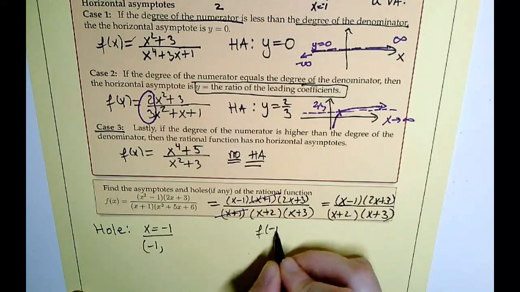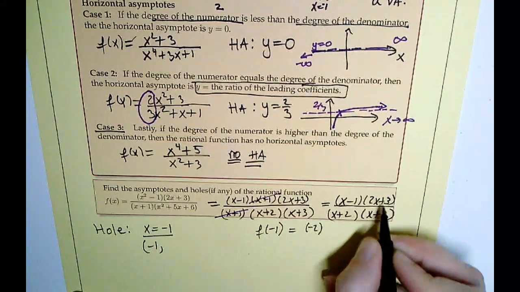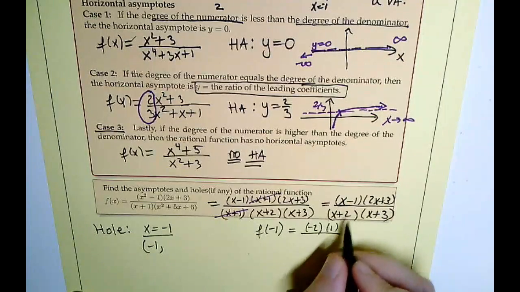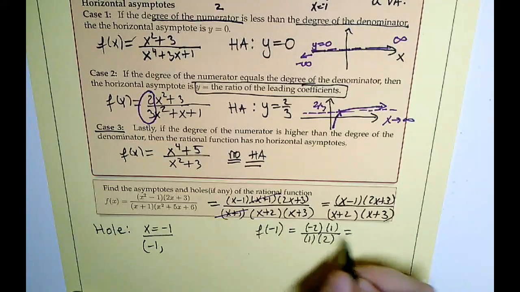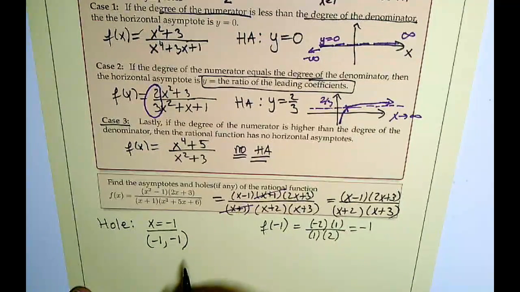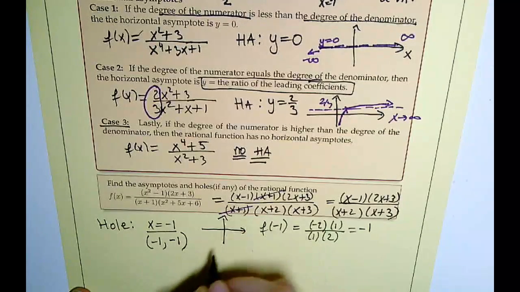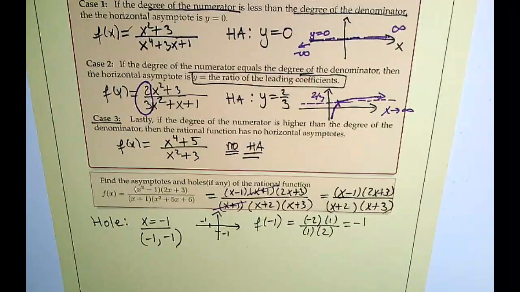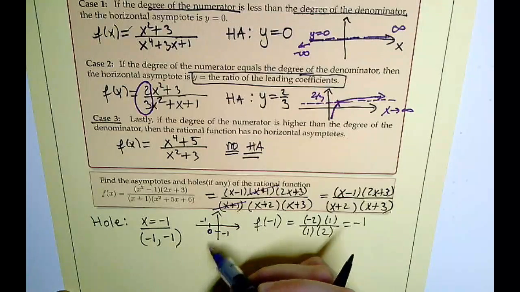So let's see what the function evaluated at negative 1 is. It's going to be negative 1 minus 1, which is negative 2. Negative 1 times 2 plus 3, that's positive 1. Negative 1 plus 2 is 1. Negative 1 plus 3 is 2. So this is negative 1. It so happens that the y coordinate is also negative 1. So when I draw this rational function at negative 1, negative 1, I'm actually going to have a hole. So it's not a vertical asymptote. It's a hole.